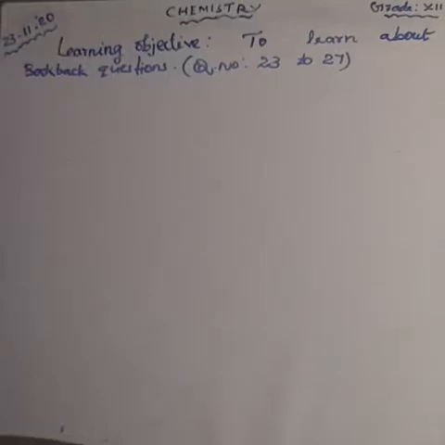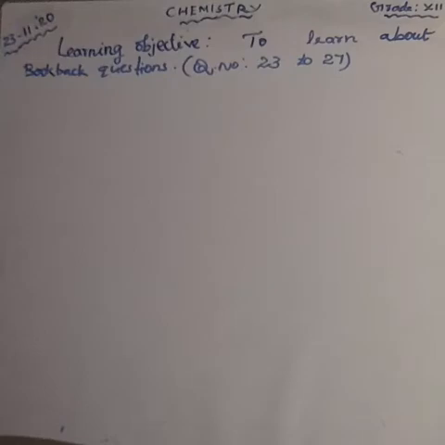Today our learning objective is to learn about the book back questions, question numbers 23 to 27. This is in the first volume textbook, 7th lesson, chemical kinetics. Some of the problems we are going to discuss, question number 23 to question number 27.